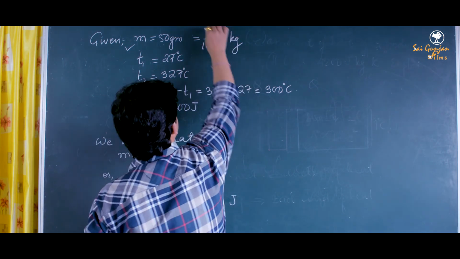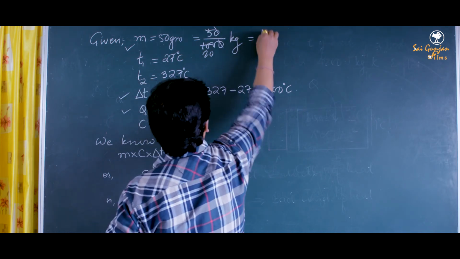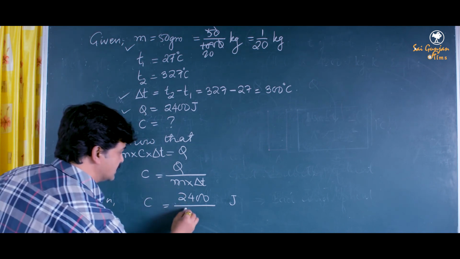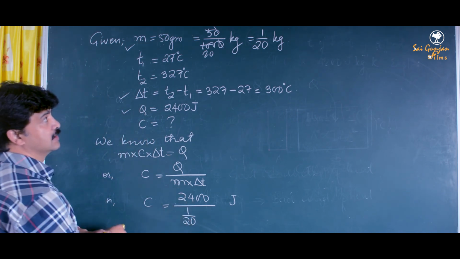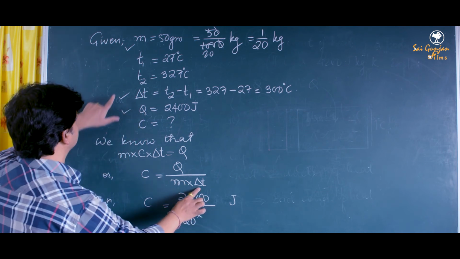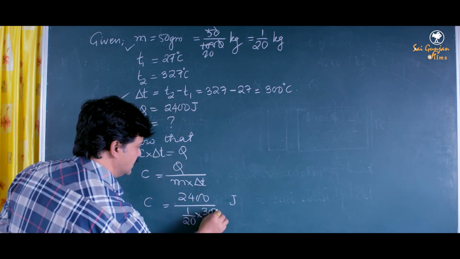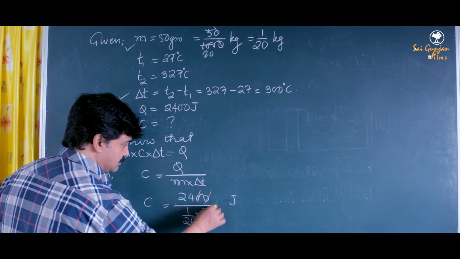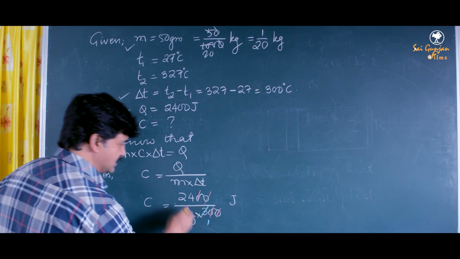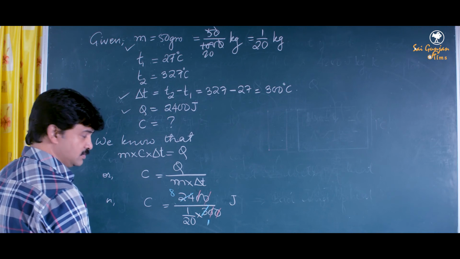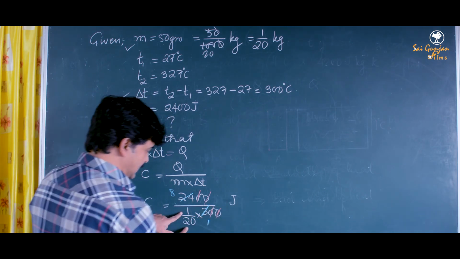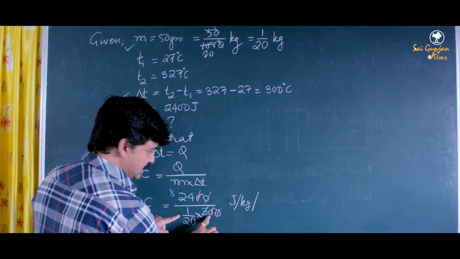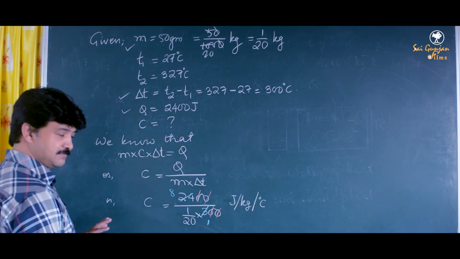So these two get cancelled. 5 ones are 5, 5 20s, so it's 1 by 20 kg. So mass is 1 by 20, no? Into delta T. What is delta T equal to? It is 300. So now a little bit of simplification. So these two get cancelled. So 3 ones are 3, 3 8s are 24. And this 1 by 20 is kg, no? So this is per kg. Per this 300 is degree Celsius.